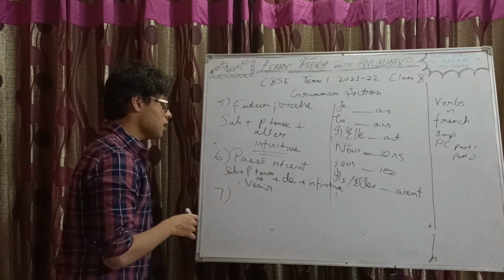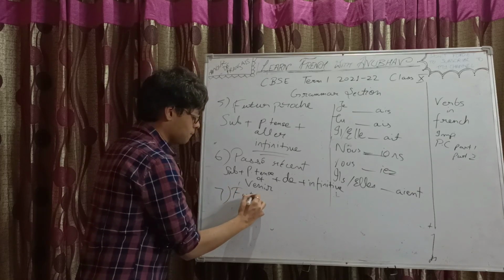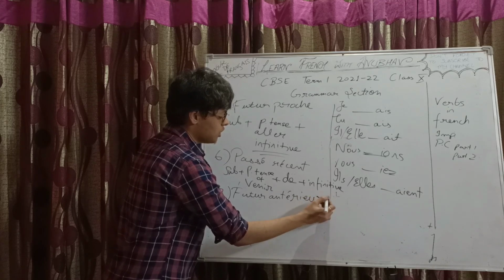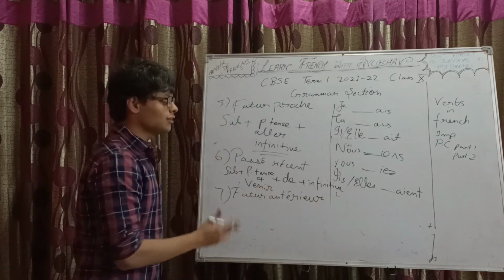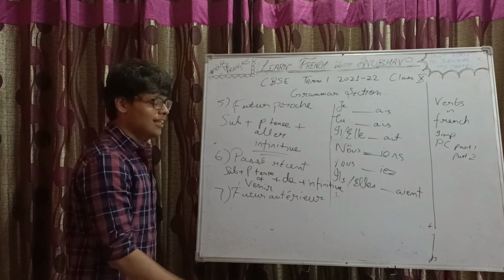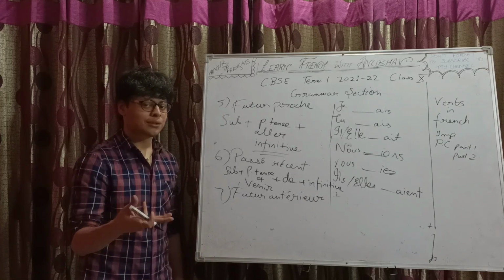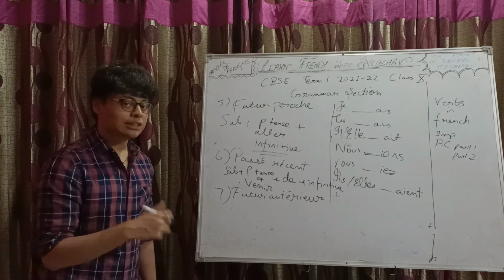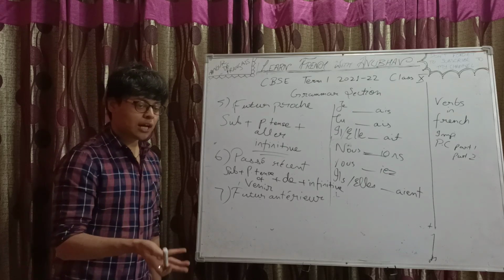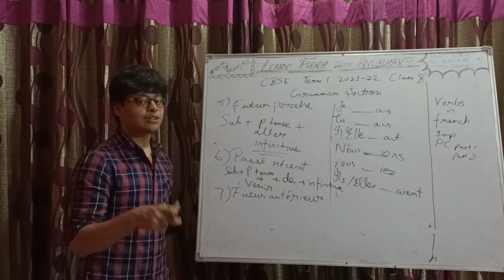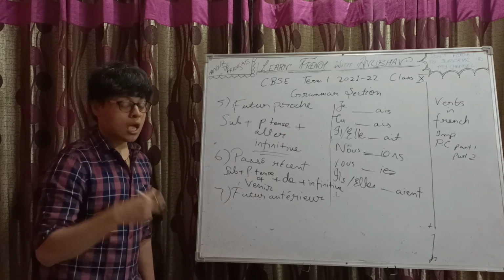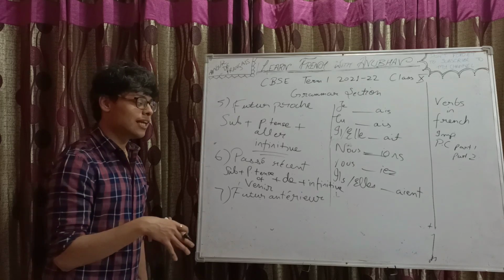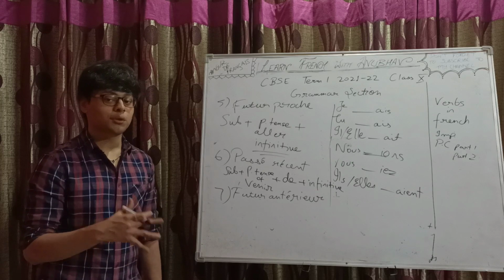Seventh, we have futur antérieur. It's like two events taking place in the future. The one taking place earlier is conjugated with futur antérieur. Indicators: dès que, lorsque, aussitôt que and quand. These four are indicators, and when the first or the second part of the statement has any one of these words and that part is conjugated with futur simple, then that is your indicator that in the blank you will be putting futur antérieur.